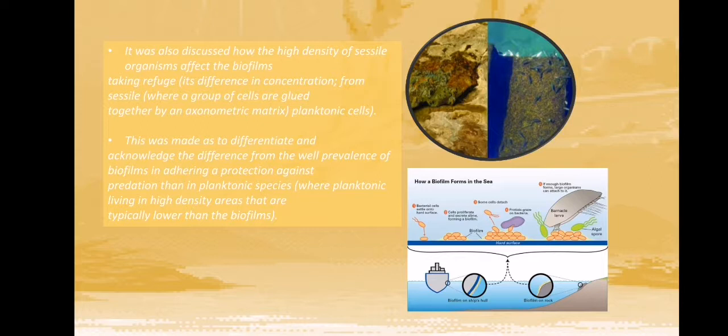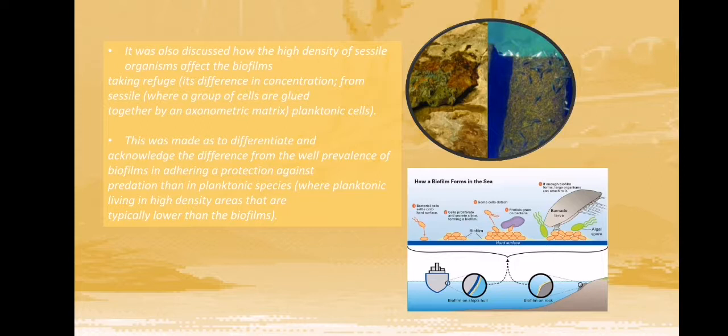The first method of comparison was that they discussed how the high density of sea cell organisms affects the biofilms that are taking refuge. Its difference in concentration from sea cells, where a group of cells are glued together by an axonometric matrix, or planktonic cells. This was made to differentiate or even acknowledge the prevalence of biofilms in adhering a protection against predation than in planktonic species. I'm not going to ponder much on the concentration, but based on their study, planktonic species living in high density areas are typically 2 to 3 times lower than biofilms.